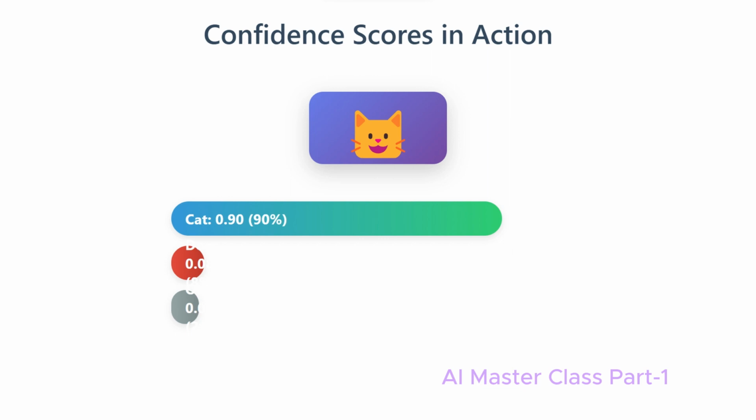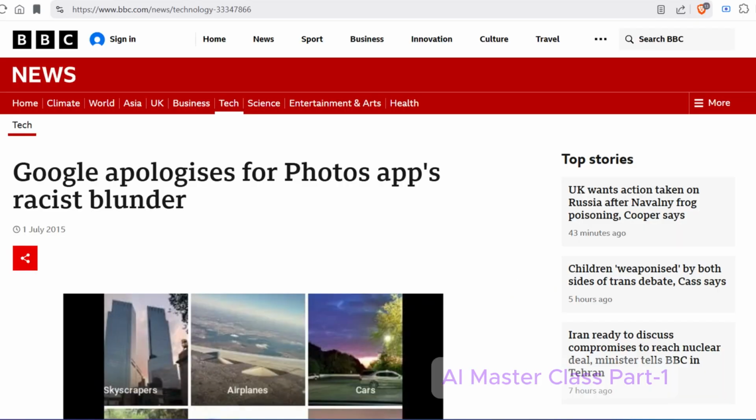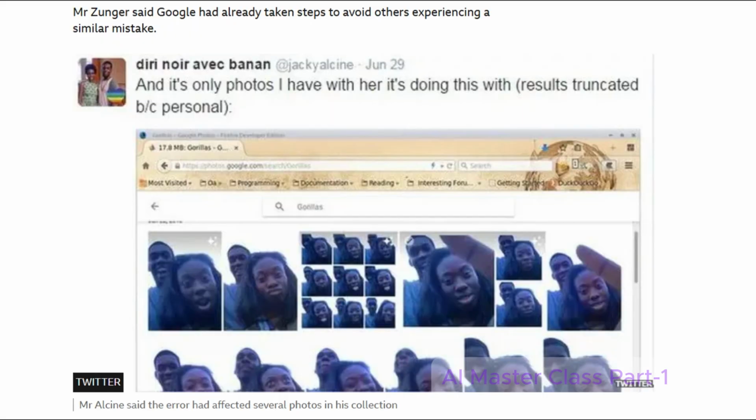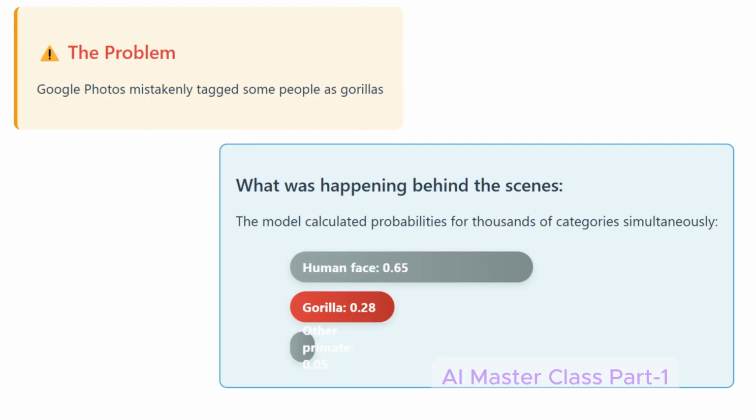The classifier is telling that the pattern is matching 90% with cat, 8% with a dog, and 2% with something else. Let me actually tell you a real story of how this works in practice. A few years ago, Google Photos had an embarrassing incident where their AI mistakenly tagged some people as gorillas. Now, here is what was actually happening behind the scene. So, when you upload a photo, the model doesn't just say gorilla or not gorilla, it calculates the probability of thousands of categories simultaneously. So, it might output something like human face 0.65, gorilla 0.28, and other primate 0.05.